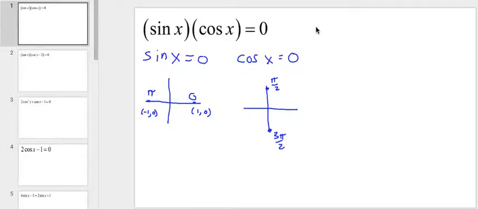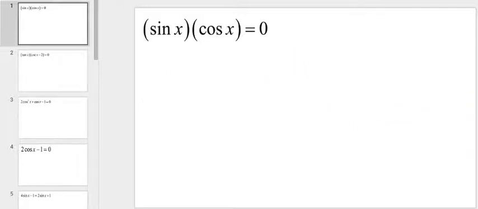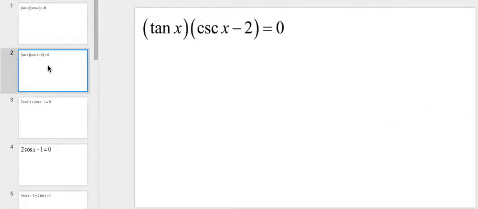And the directions for all these problems from 1 to 20 say the answers between 0 and 2 pi. So we have our 4 answers. The answers are going to be 0, pi over 2, pi, and 3 pi over 2. Right, and that's number 1. All right, so let's go on to number 2.